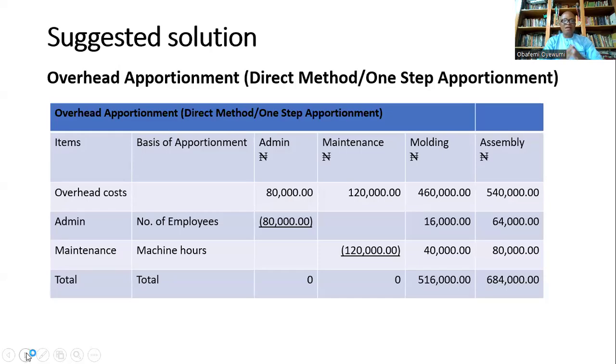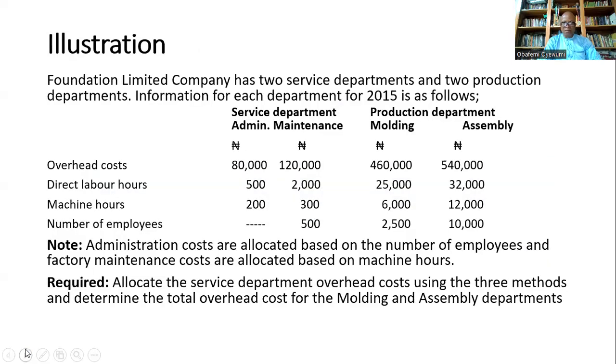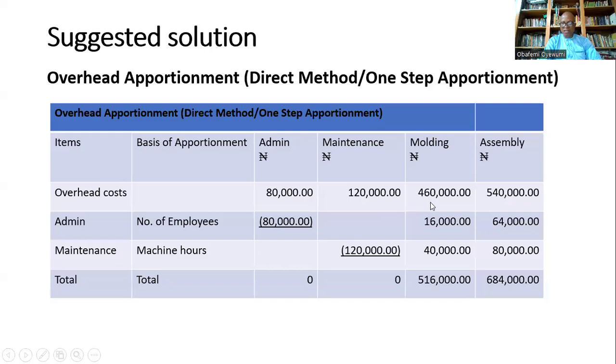All right, so, overhead apportionment, direct method. So you can look at it now. We have the overhead costs, the items, and then we have the base of apportionment. We have admin and maintenance, which are the service centers, and then we have the production centers, molding and assembly. The overhead cost for admin is 80,000, as given in our question, and that of maintenance is 120, and then we have 460 and 540 for molding and assembly.